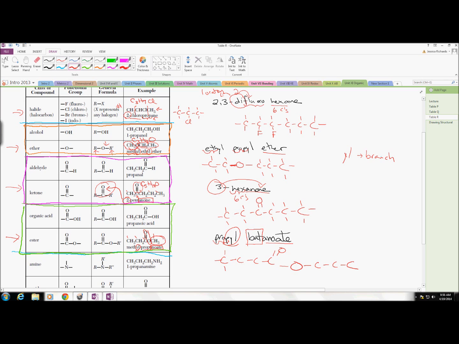1, 2, 3, 4, and the carbon with the double bonded oxygen already has 4. The oxygen only gets 2, so he's done. 1, 2, 3, 4 for the remaining carbons. And then there's my propyl butanoate. We will specifically go over more examples of each class of compounds in the other lecture.